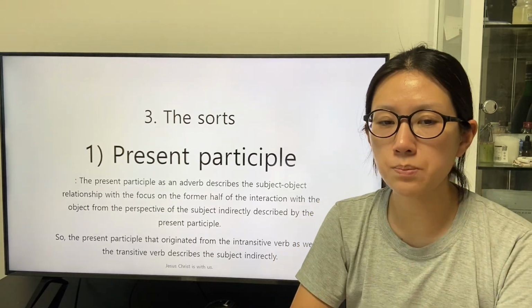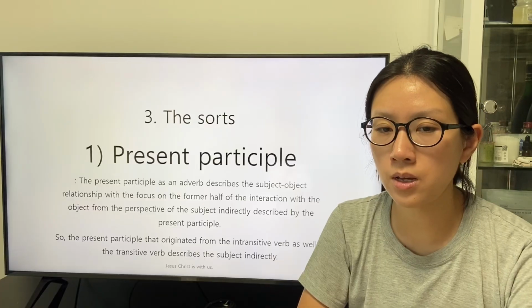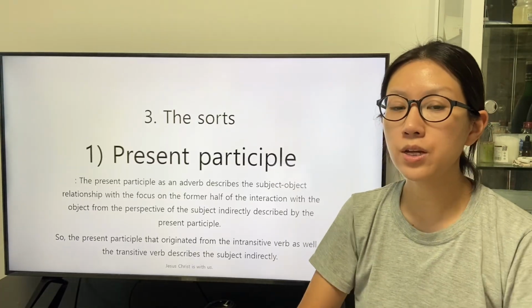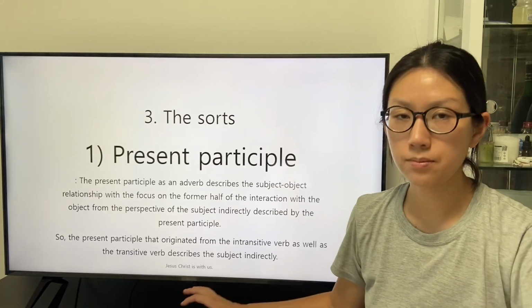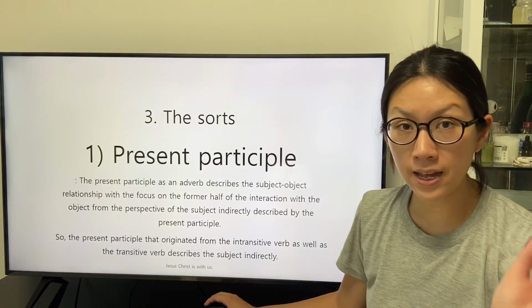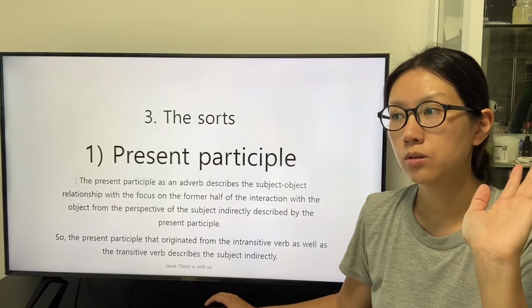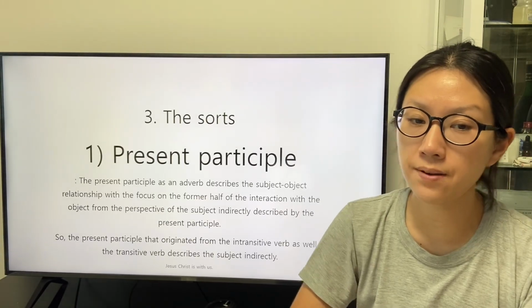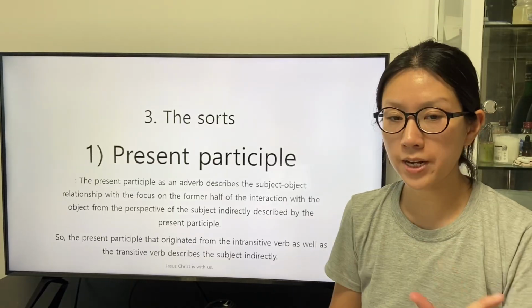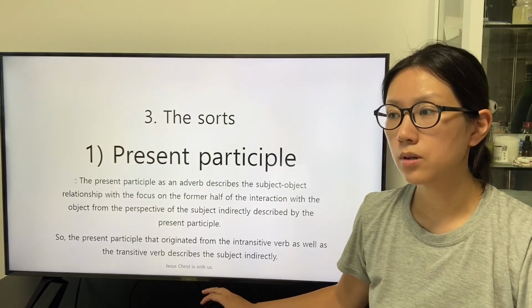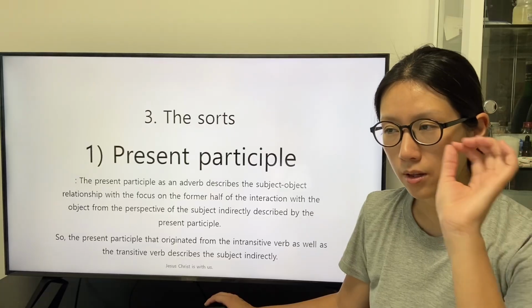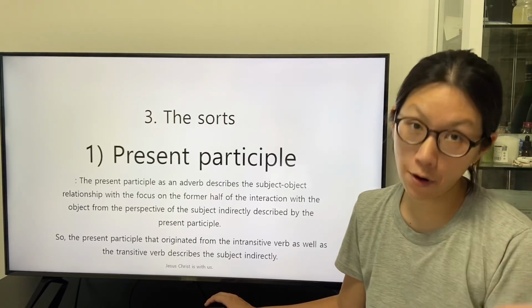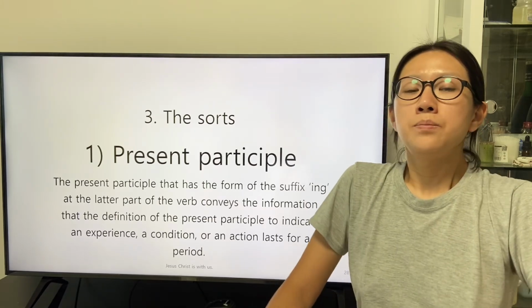So the present participle that originated from the intransitive verb as well as the transitive verb describes the subject indirectly via the description by the verb. So we can say that the subject that is described by the present participle is the subject and the former part of the subject-object relationship.